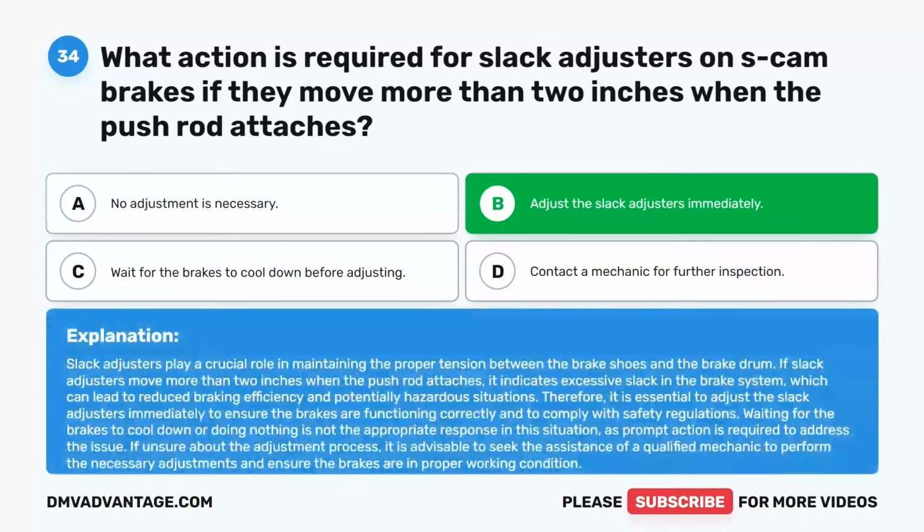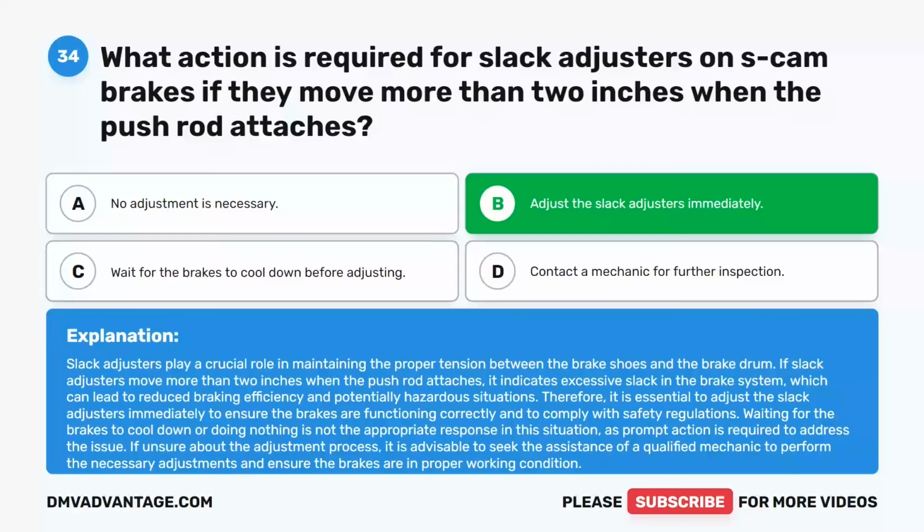Slack adjusters play a crucial role in maintaining the proper tension between the brake shoes and the brake drum. If slack adjusters move more than 2 inches when the push rod attaches, it indicates excessive slack in the brake system, which can lead to reduced braking efficiency and potentially hazardous situations. Therefore, it is essential to adjust the slack adjusters immediately to ensure the brakes are functioning correctly and to comply with safety regulations. Waiting for the brakes to cool down or doing nothing is not the appropriate response in this situation, as prompt action is required to address the issue.